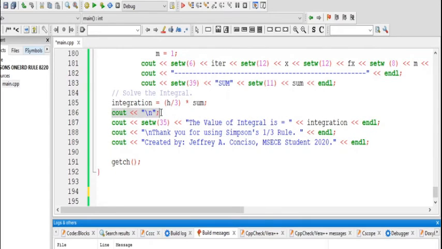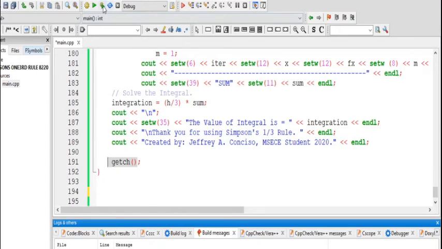We will print a line. We will provide a line between the table and this line. cout, setw, set with 35. The value of integral is the integration computed, and getch, open and close parentheses, semicolon. This will hold the terminal until we press any key.